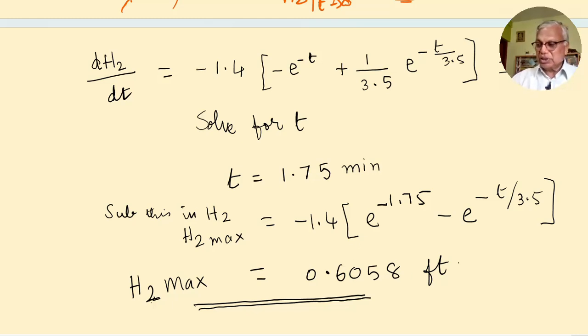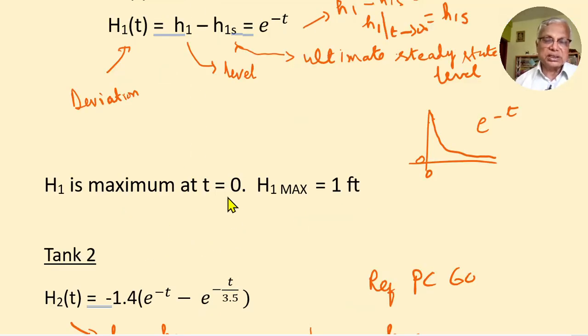So we found the maximum deviation in the level of both tanks from the ultimate steady state values and the time at which it occurs. For the second tank, it occurs at 1.75 minutes and the maximum deviation is 0.6058. And for the first tank, it occurs at t equal to 0, right in the beginning, and the maximum value is 1 foot.